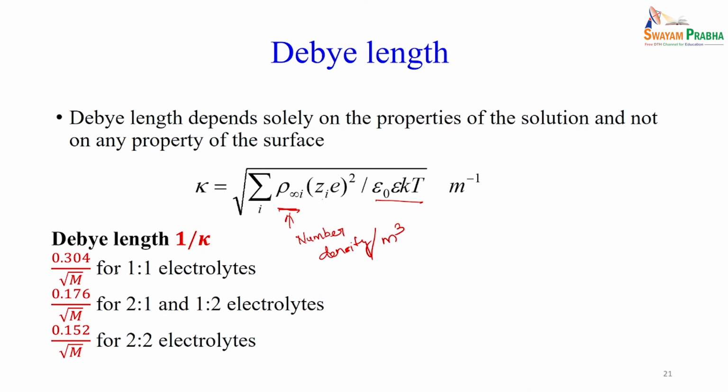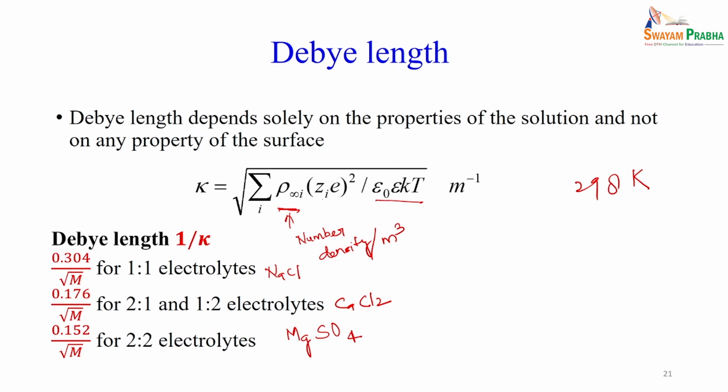So, if you are having NaCl, it is a 1-1 electrolyte. In this formula all other parameters are known: Z is known, e is known, epsilon naught is known, epsilon we can take for water, 75, k is the Boltzmann constant, and you can assume a particular temperature, 25 degree centigrade, so at 298 K, we can calculate for a 1-1 electrolyte like NaCl, a 2-1 or 1-2 electrolyte like calcium chloride, or a 2-2 like MgSO4.